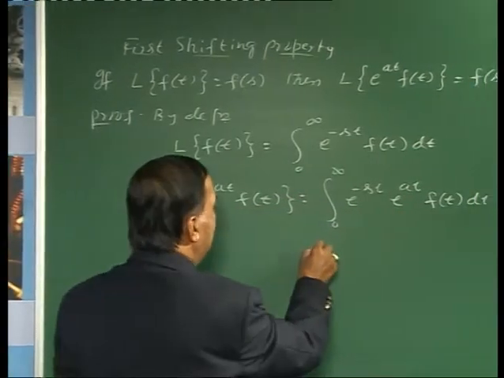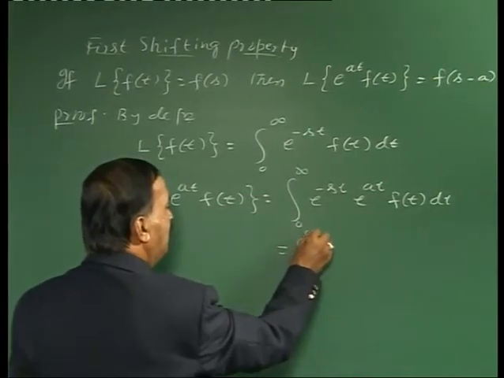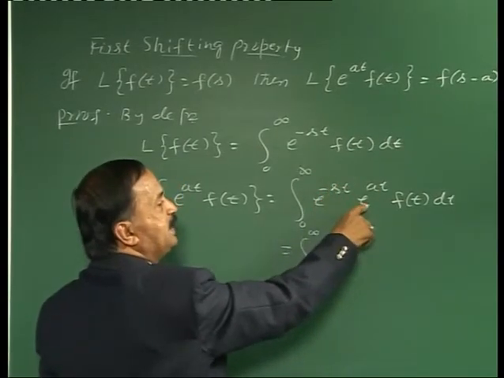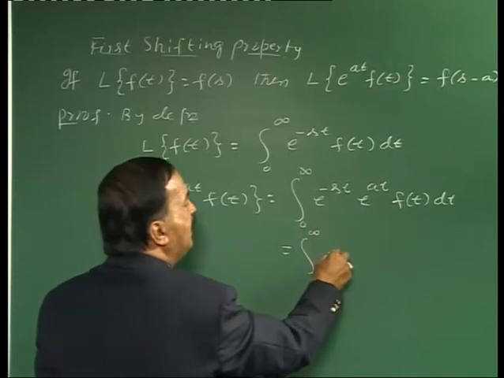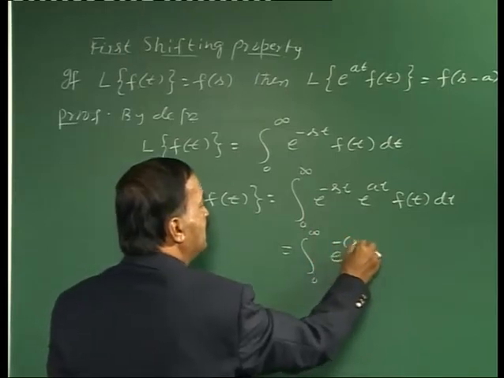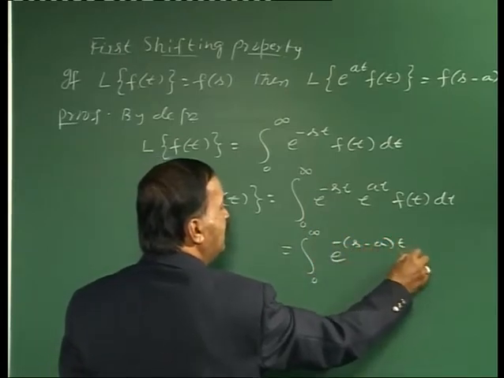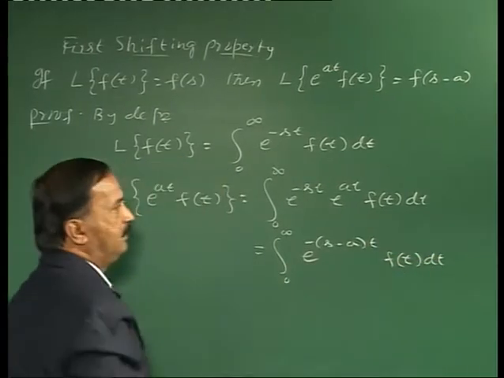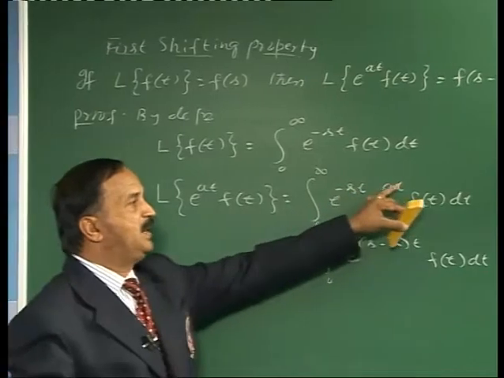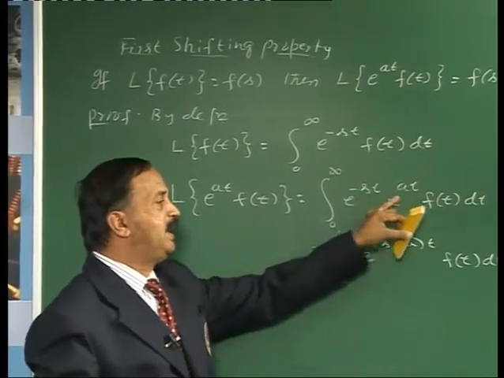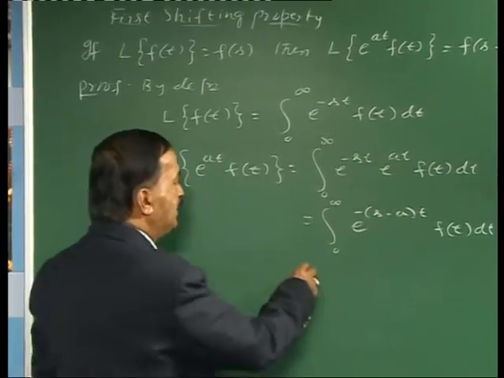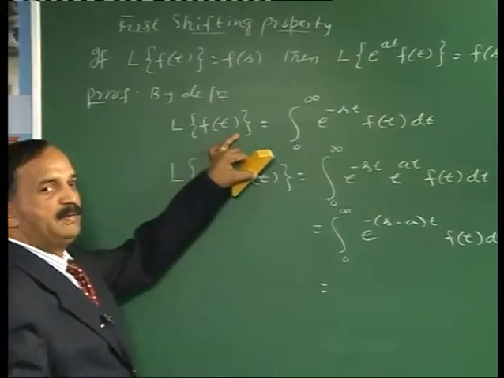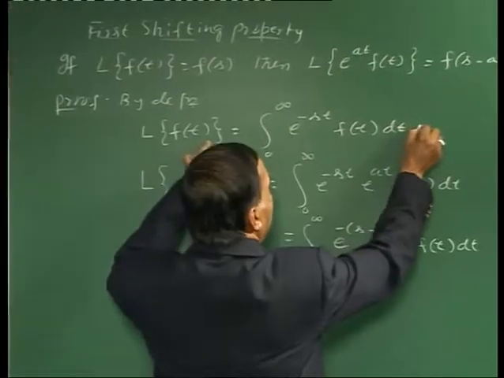The next step: the integral from 0 to infinity, we can add these two powers, e to the power of minus s t into e to the power of a t as e to the power of minus of s minus a into t into f of t dt. Here minus t you take outside, the remaining is s minus a. And by definition, we know L of f of t is equal to F of s.